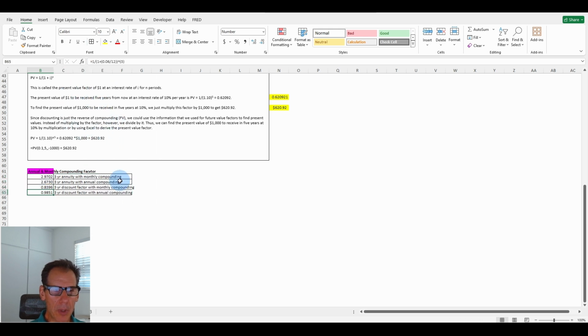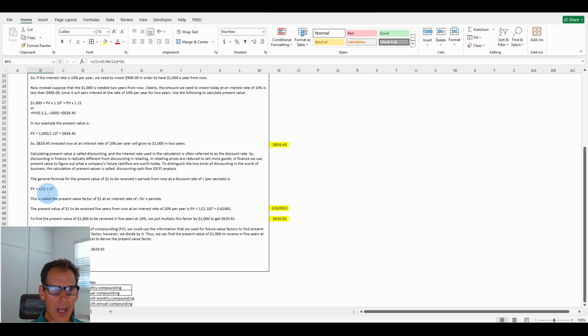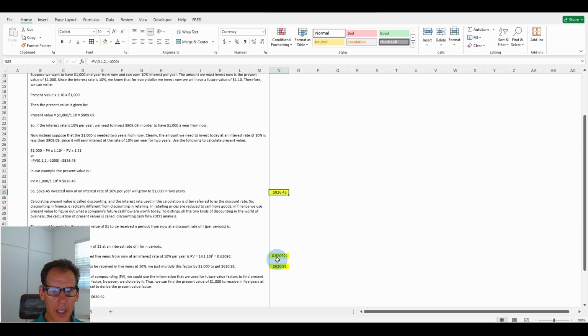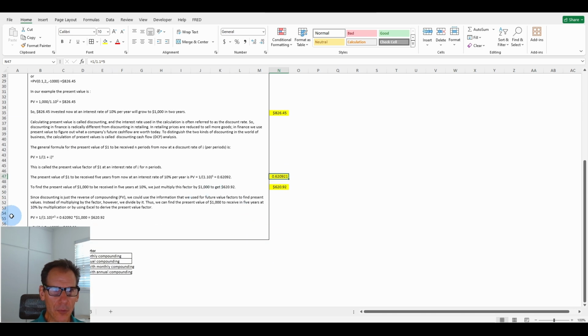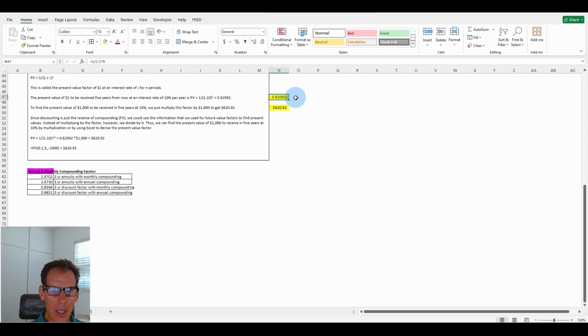If you are stumbling, at least there is a helpful tip. But in the end, if you're actually calculating a formula, this is the factor for this present value formula. And I said you're going to multiply this times 1,000, and you're going to get 620.